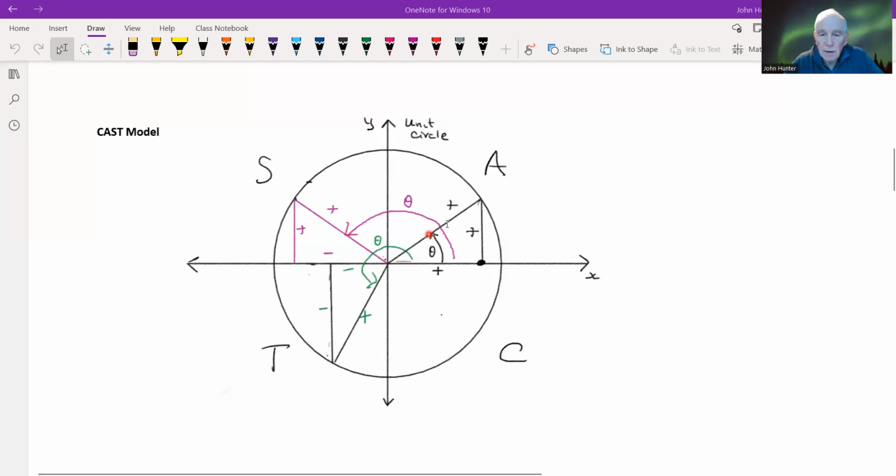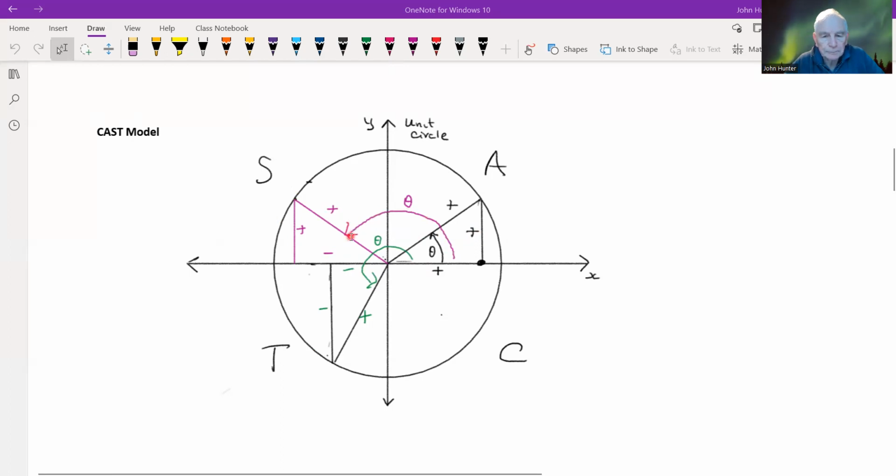Now in this model, the radius is always positive. So I can see quite easily that the sine of this angle here is going to be the opposite over the hypotenuse. Positive over a positive, it's going to be positive, as are all those 3 trig ratios in this quadrant. So this is the first quadrant. We've got the second quadrant here, the third and the fourth. So they're all positive.